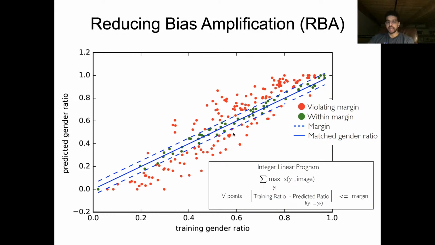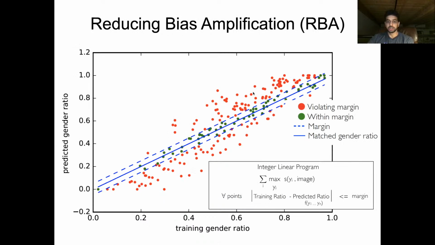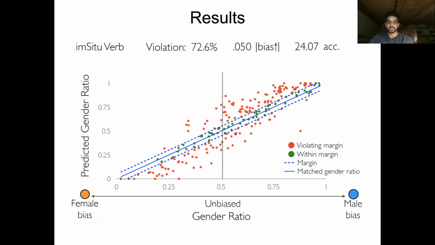The paper proposes a way of figuring out which things are violating the training gender ratio by a huge margin, and then correcting them. I'm not going to go over the actual method. If you're interested in it, you should check out the linked paper.